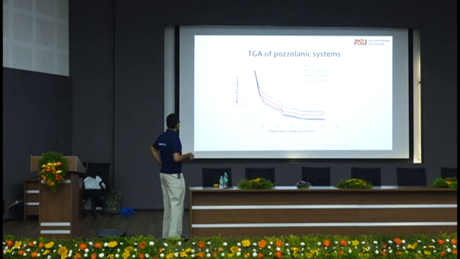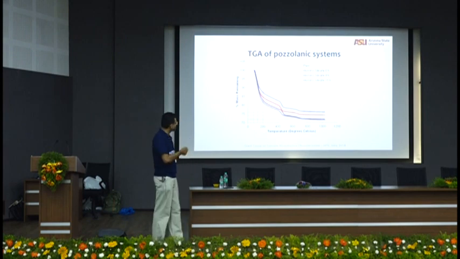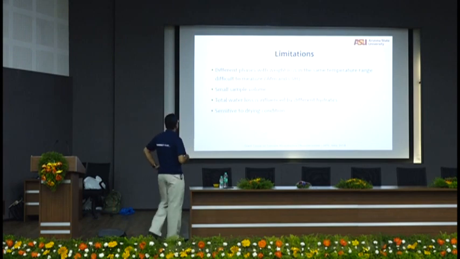Another example here is a plain paste with some different aluminosilicate added, 6%, 9%, 15%. You see how the total mass changes, which means you can also do this: between 105 and 1000, the total mass loss divided by 0.23 will give you the degree of hydration. So you can do so many things with TG.